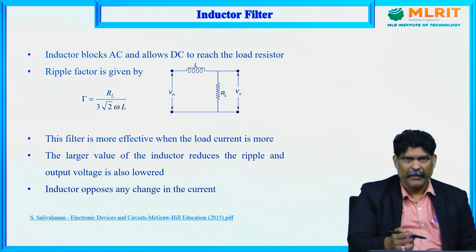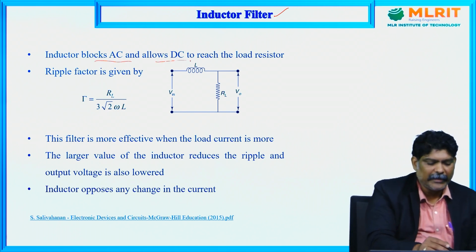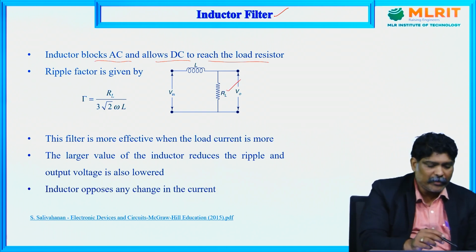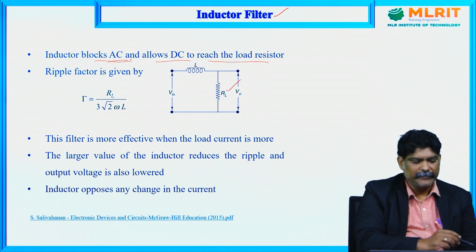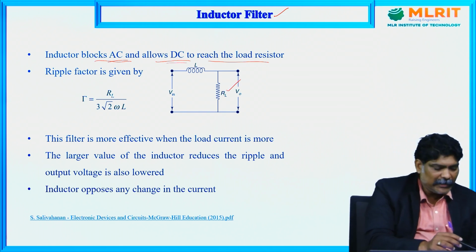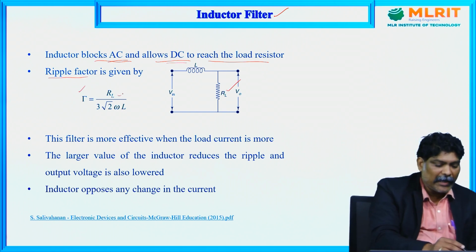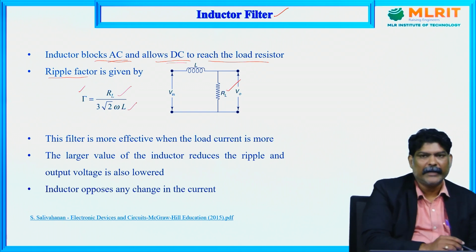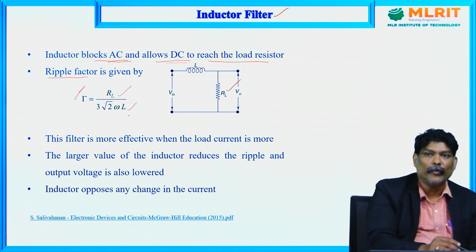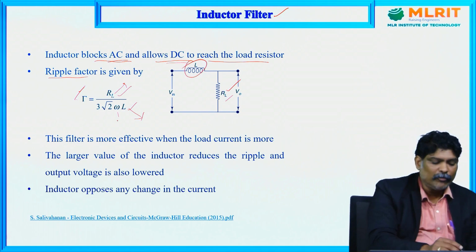Let us see the inductor filter. An inductor blocks AC and allows DC to reach the load resistor. The basic property of an inductor is that it blocks the AC component and allows the DC component to reach the load resistor. The ripple factor of this circuit is rho equals RL upon 3 root 2 omega L. Here RL is the load resistor, L is the inductance, and omega is the frequency.